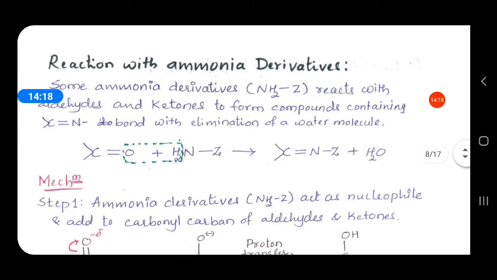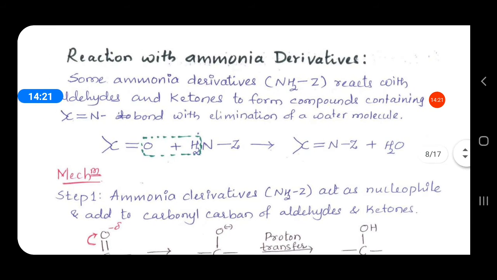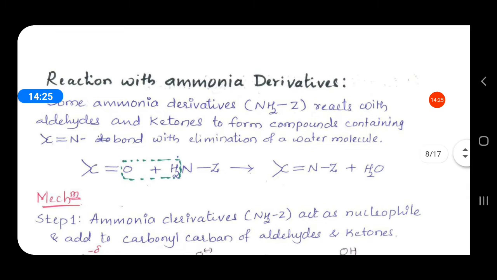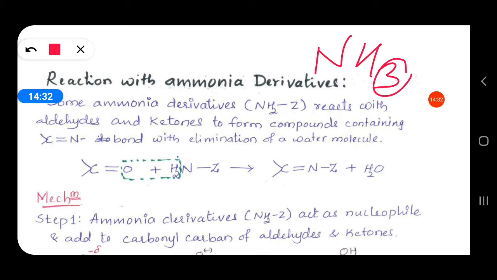Reaction with ammonia derivatives. This is also one of the important reactions. Ammonia is NH3. One of the hydrogens from this ammonia is replaced by R. R means any alkyl group. Here the indication Z is taken. So it may be any alkyl group, or maybe an aryl group or another amine group or alcohol. Depending upon that, different ammonia derivatives are there.